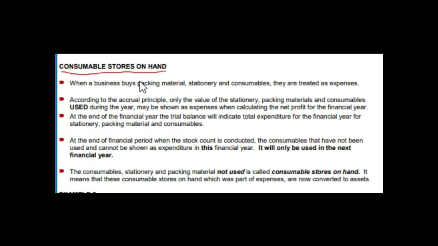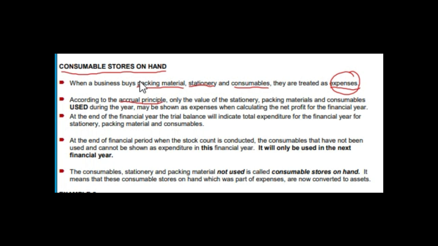When a business buys packing material, stationery, and consumables, they are treated as expenses. So look, now guys, we know that packing material, stationery, and consumables are part of consumable stores on hand, and whenever they are bought, they need to be treated as what? As expenses.